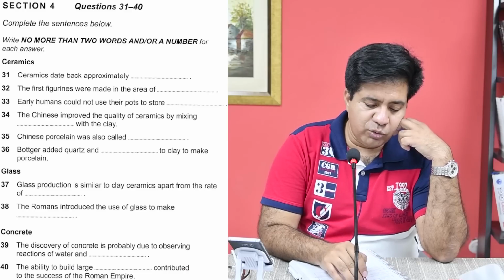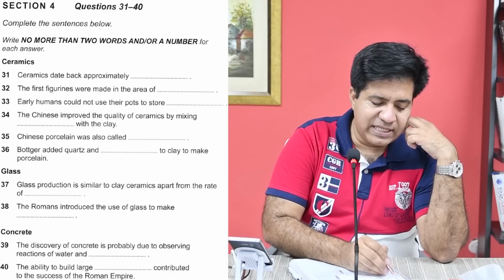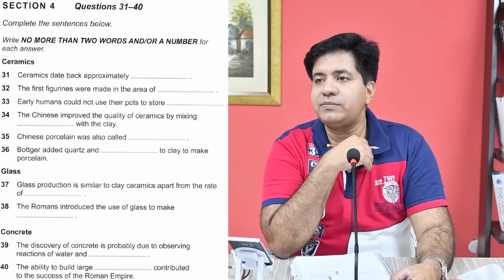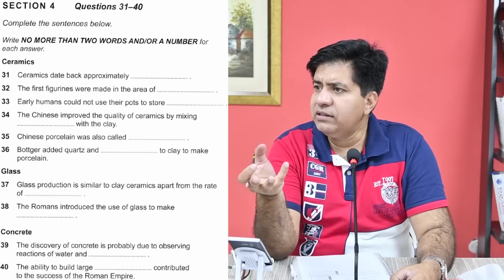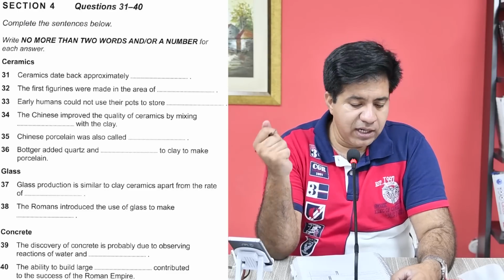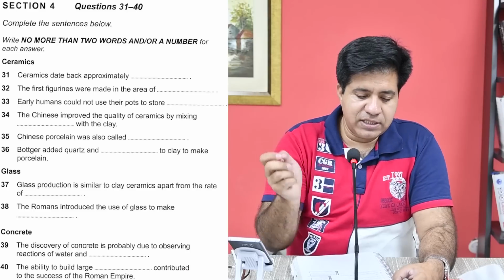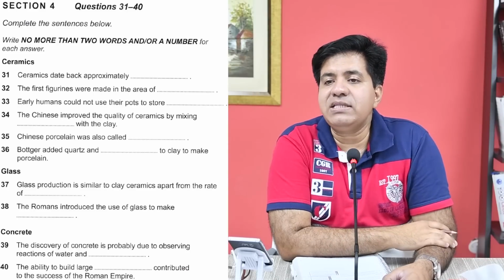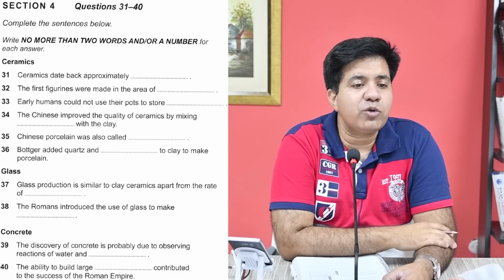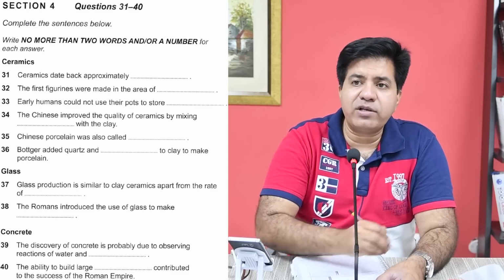Okay? So, complete the sentences below. Write no more than 2 words and or a number. Ceramics. You know ceramics? You know we've got wash basins and all that. These things are made of ceramics, right? Ceramics date back. Date back means old, number of years old. And then they've used the word approximately.